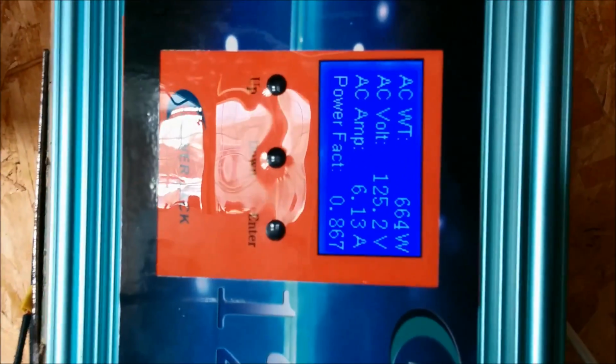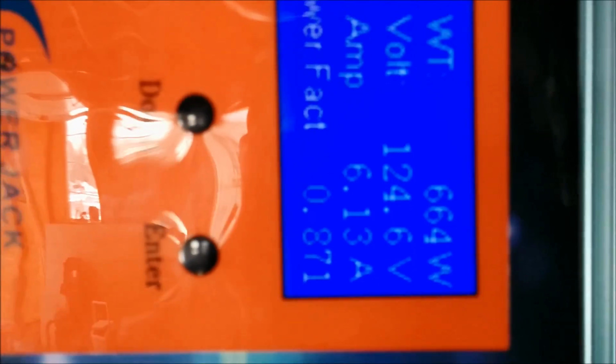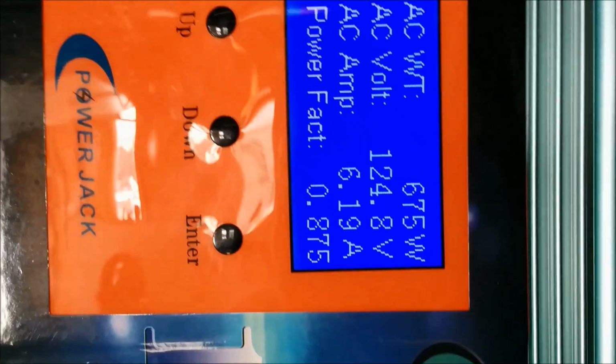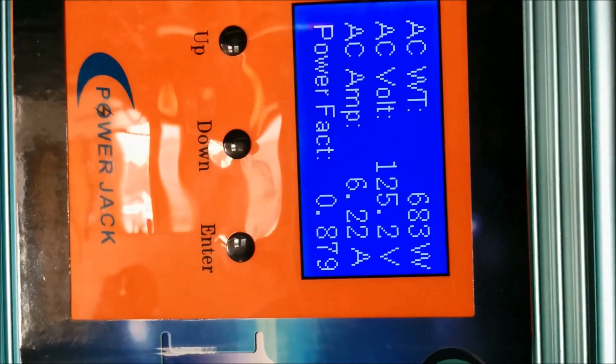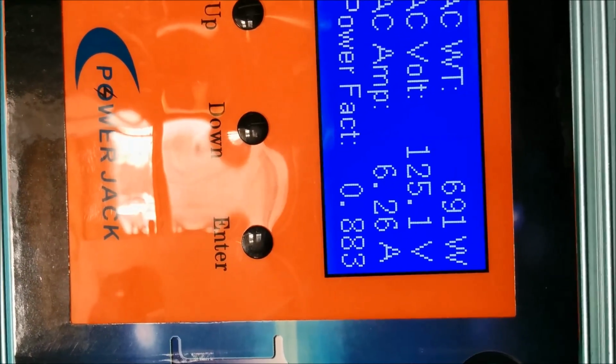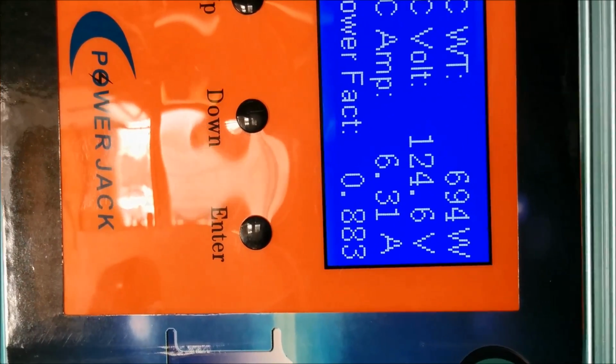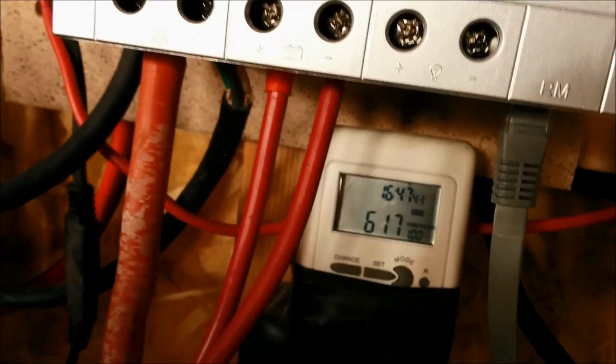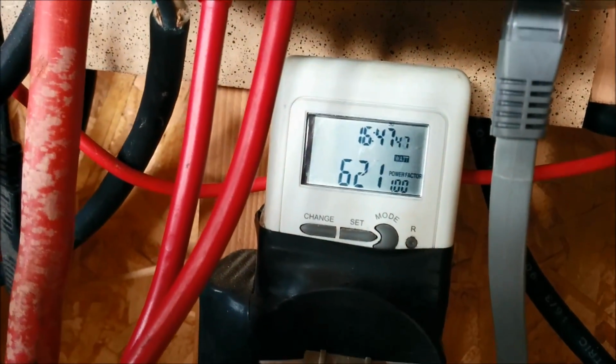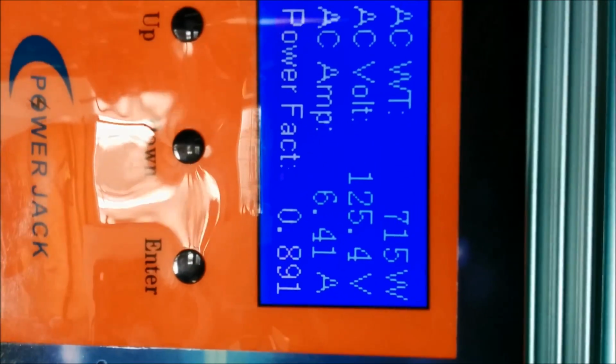I don't know if this will show it. It's fluctuating, but that's well over 700 watts there for a bit. Here we go. Almost. Well, it was. That said over 7. This was saying about 660 or something like that, and this was well over 7. There we go. Now that's saying 715.